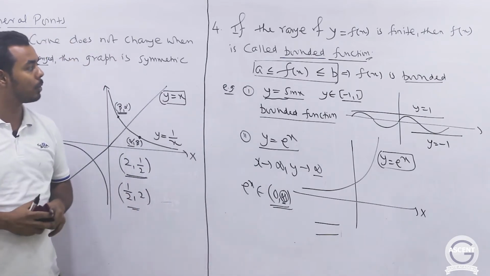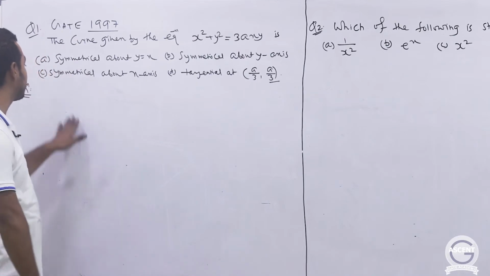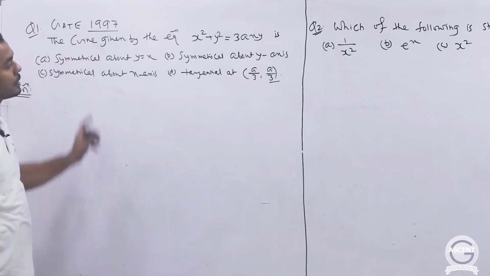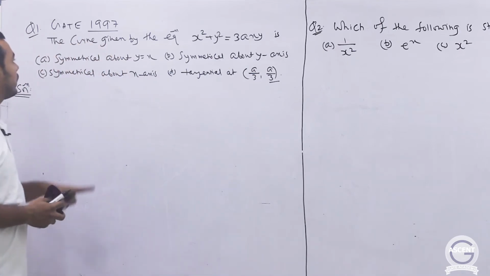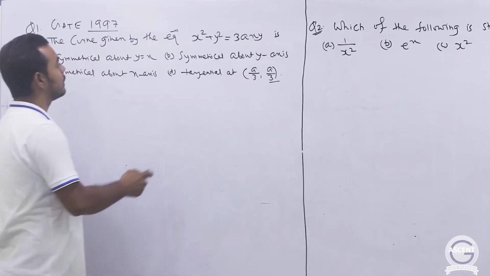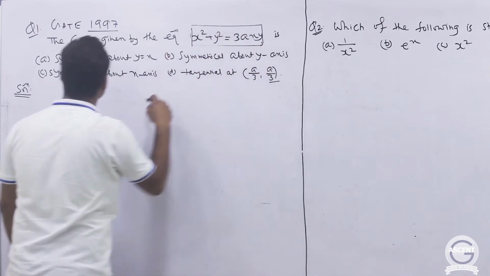Now we'll see two problems based on these concepts. Okay, so now we have these two problems. The first problem was asked in GATE 97, another one in 2007. So the first problem is: the curve given by this equation, x square plus y square equals 3axy.